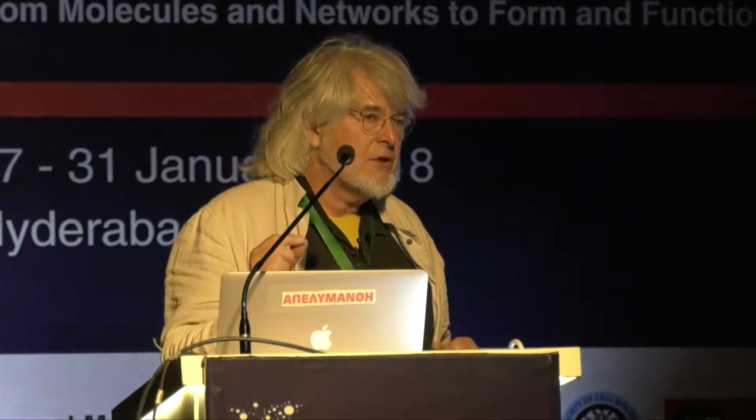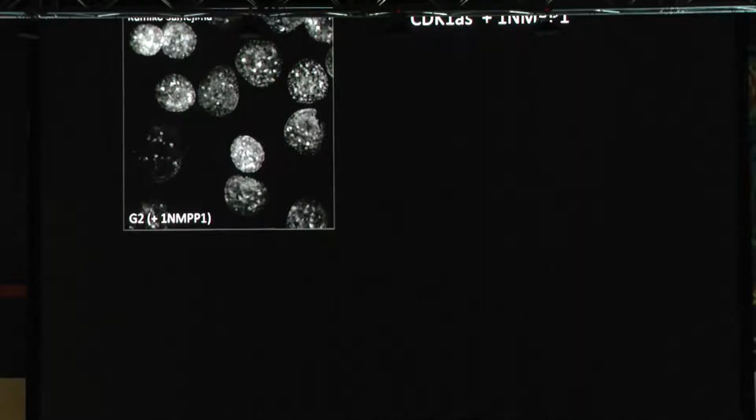Now there's another very nice property of 1-NMPP1, which is it's a very well-behaved molecule. So if I have a culture of cells that are inhibited by 1-NMPP1 and I wash the cells, the 1-NMPP1 will wash right out quickly. And then I can reverse the inhibition of CDK1. And I want to show you what happens. And this is what Kumiko Samejima did. So here is a culture of chicken DT40 cells inhibited with 1-NMPP1. And they actually all look quite similar. And in fact, they're blocked at a point very late in the G2 phase.